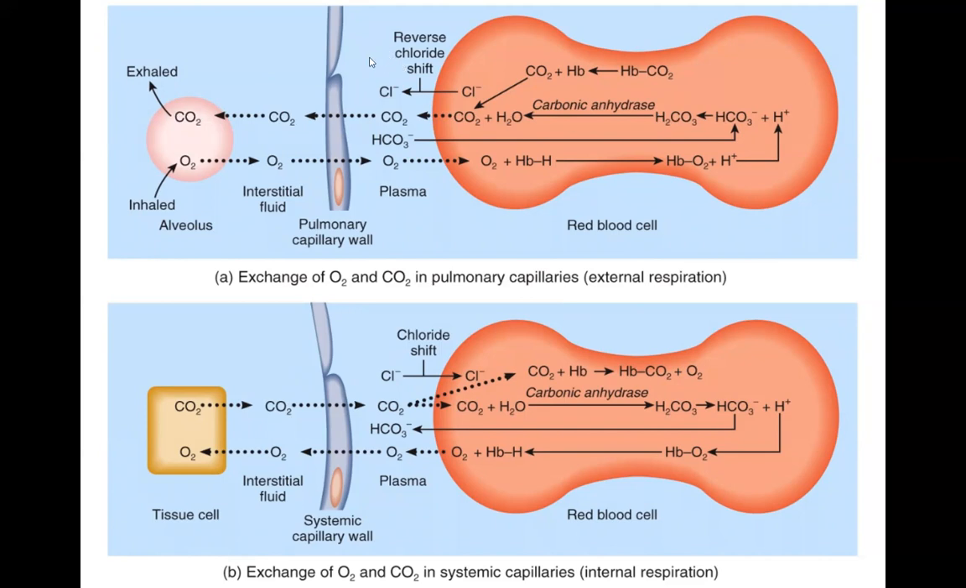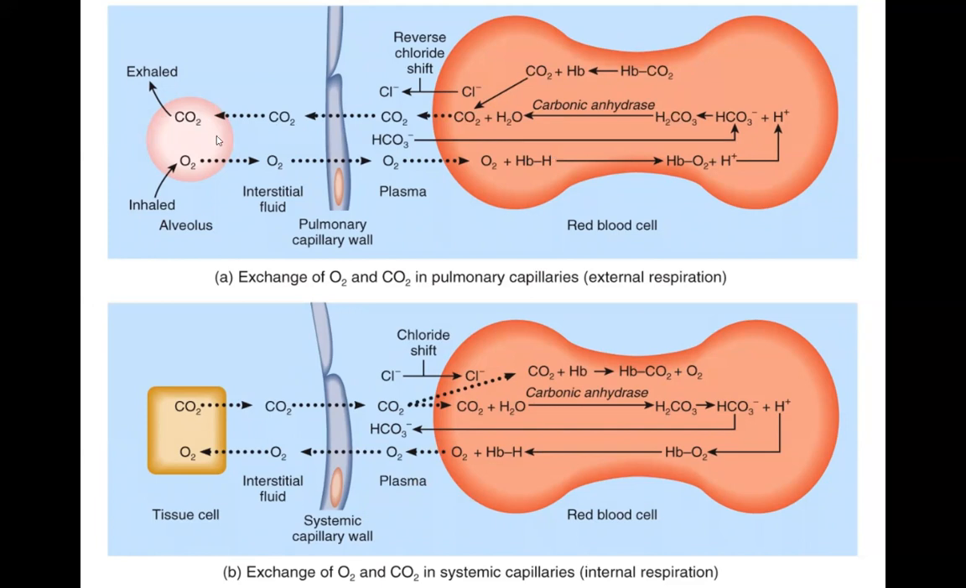The CO2 that's in our plasma can go out into the alveoli, and the CO2 that's bound to hemoglobin breaks free and then is going to follow the same path. So that's what's taking place. We just do this down here, and then we do the exact opposite of it up here.